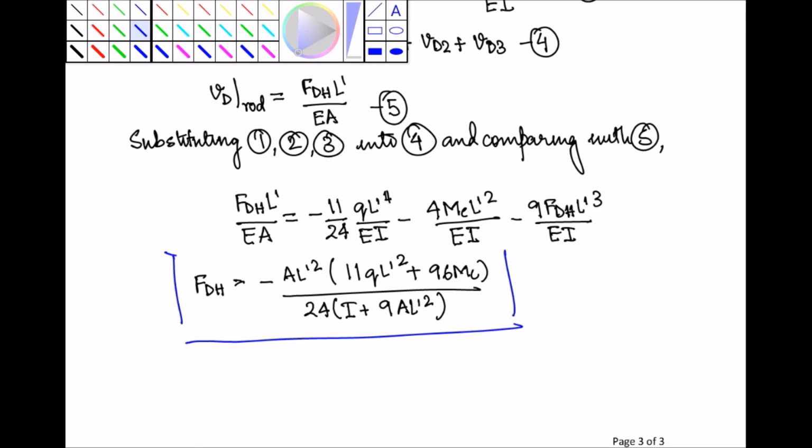Note that this is compressive with respect to both Q and MC, which would agree with our intuition. This brings to an end the solution for homework problem 7.4.